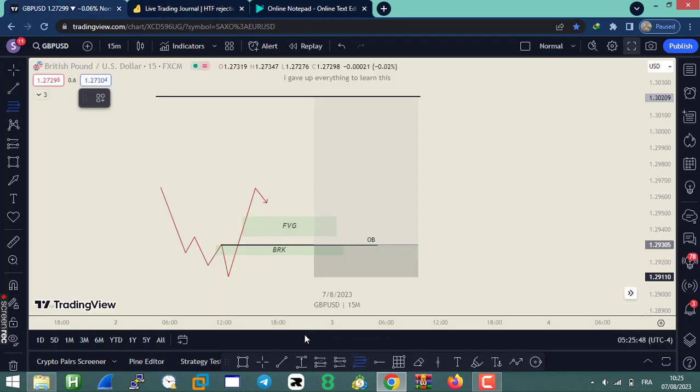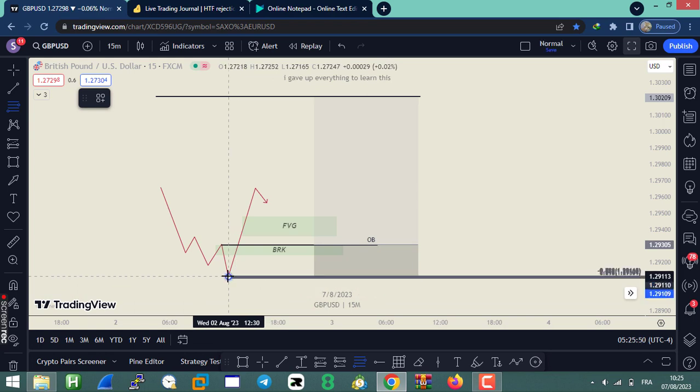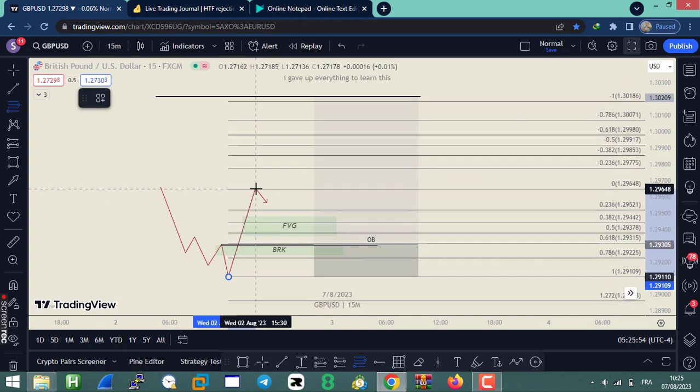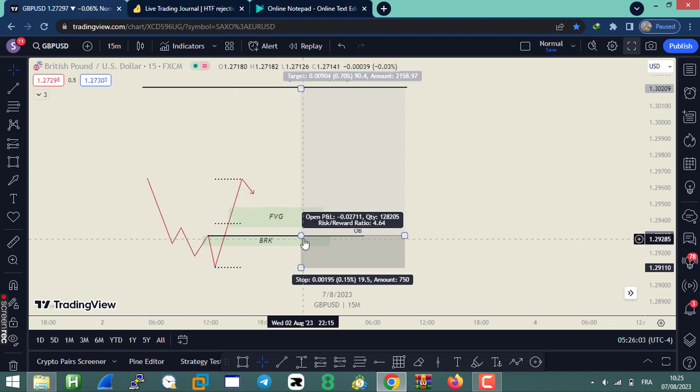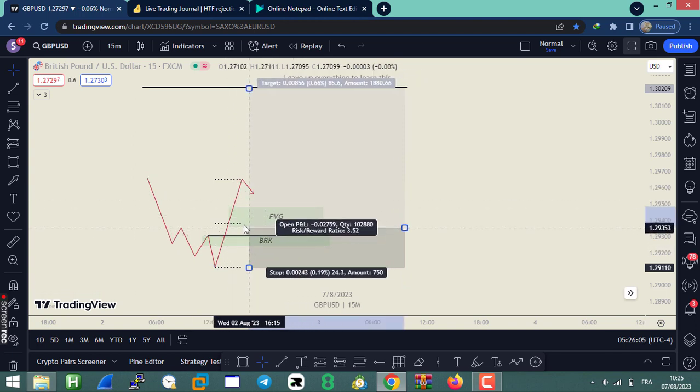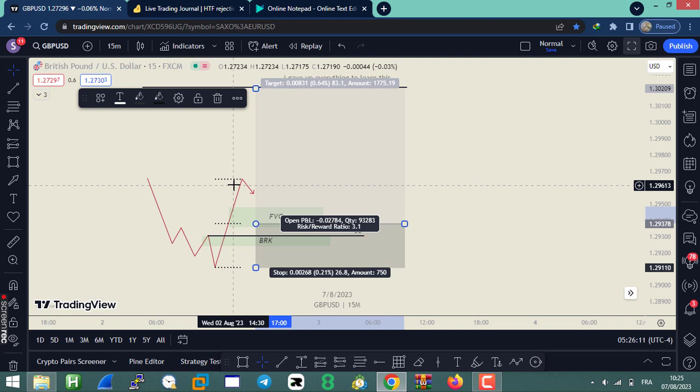So the 50% area is simply like this. When you pull a fib from this swing right here to this swing, the 50% area is this. It's called the equilibrium. Price most of the time will retrace to this 50% area, and these are the premium and discount levels. This right here is called premium, and this is called discount. Most of the time smart money will buy on discount and sell from premium.